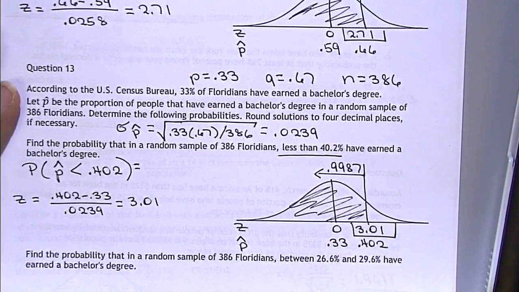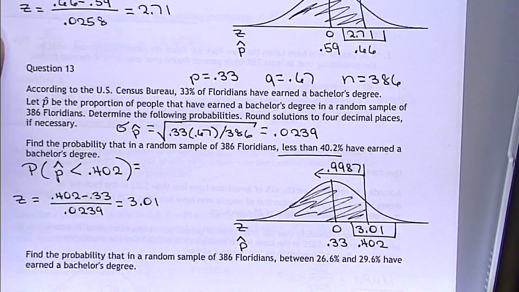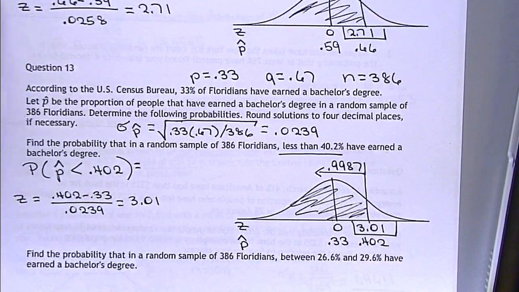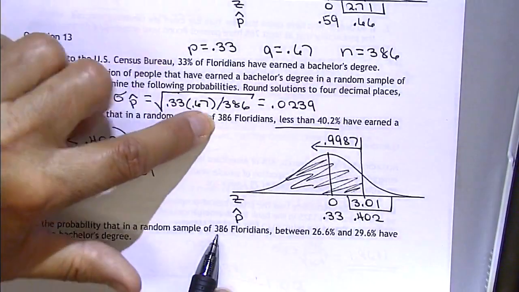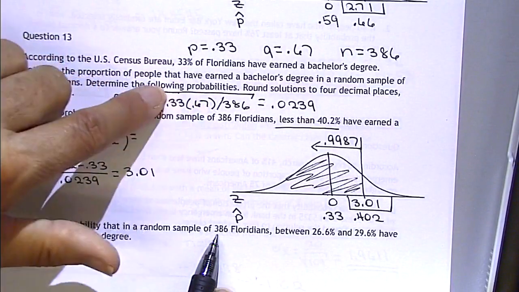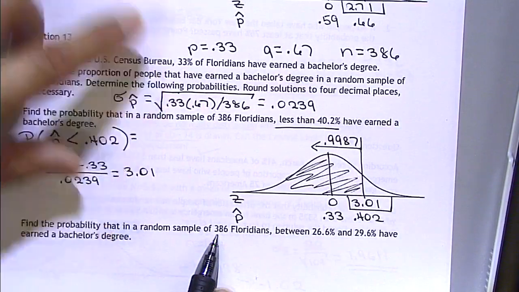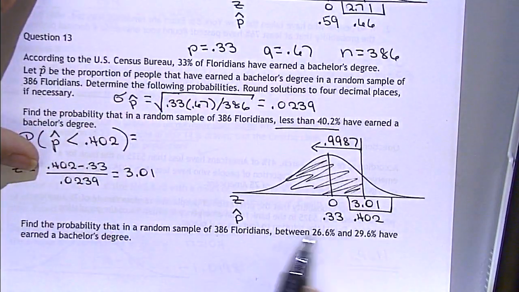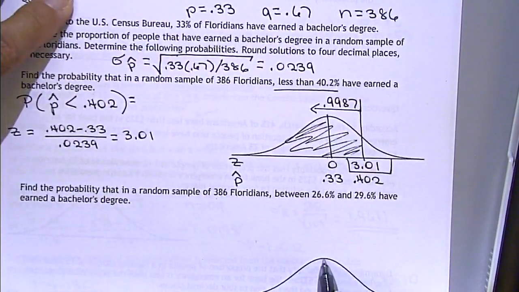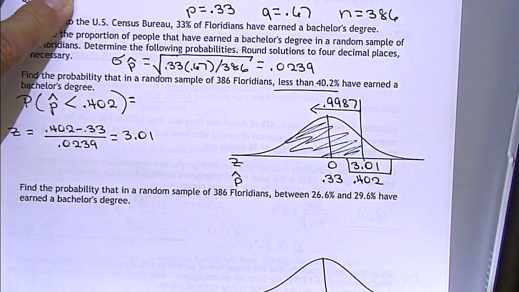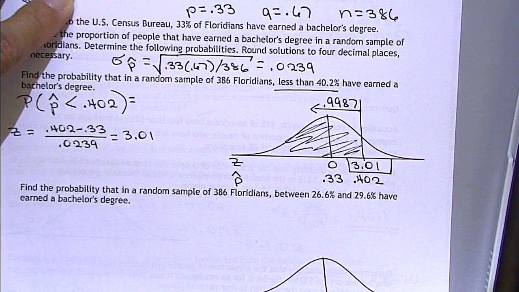And now they're going to change it around a little bit and ask us some other questions, okay? They're going to say find the probability in a random sample of 386. Sample size still matches, so my standard deviation holds. I can still have that. Then it's between these two scores have earned a bachelor's degree. Now we've done a bunch of these. I'm going to set it up for you and tell you the answer, and I'm not going to work the rest of it because of time. I want the time on the last page, okay?